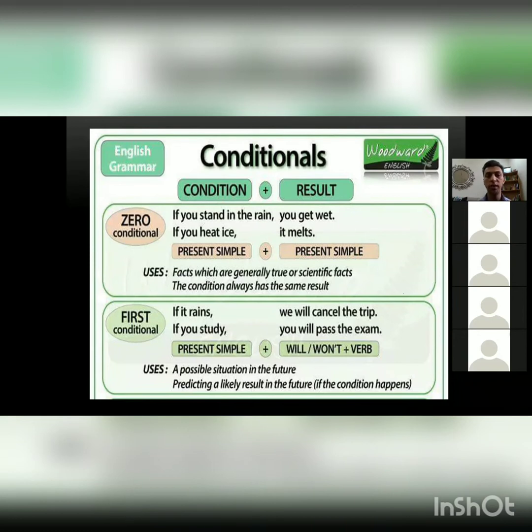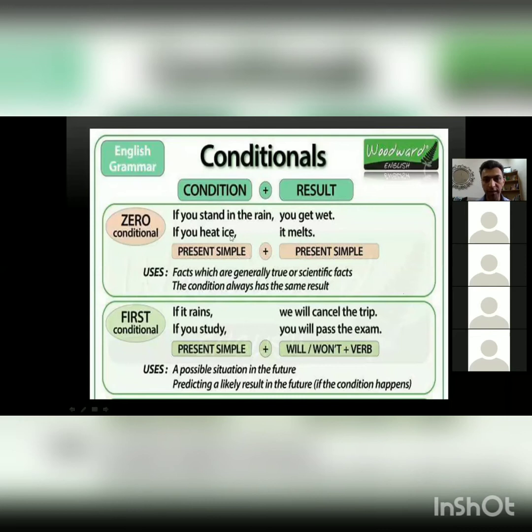This slide shows a kind of comparison between the zero conditional statement and the first conditional statement. Okay, I want you to have a deep look at the slide and make a comparison, and let me help you with that. Okay, condition or result. In those two conditional statements, we have a condition and a result. The first part is the condition. The second part is the result. Here, if you stand in the rain, you get wet. That is the condition, that is the result.